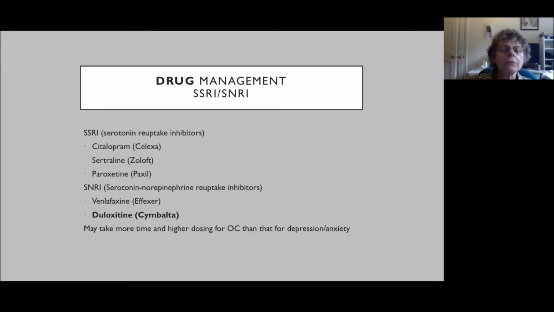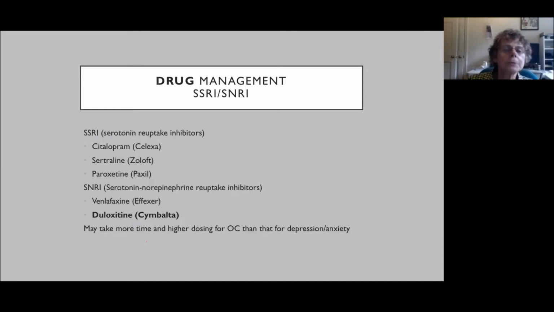The first drug of choice for all obsessive compulsive disorders and behaviors is the SSRI, the serotonin reuptake inhibitor. The antidepressants, like the most common ones prescribed by Huntington's doctors, are citalopram or Celexa, sertraline or Zoloft, and paroxetine or Paxil. Now there are others too. I only list these 3 because of limited space, but there are others that can be used as well.